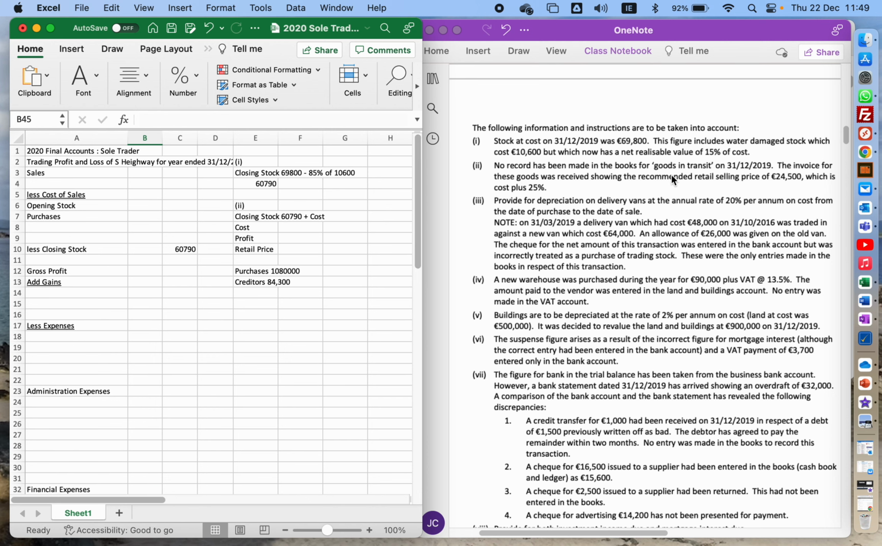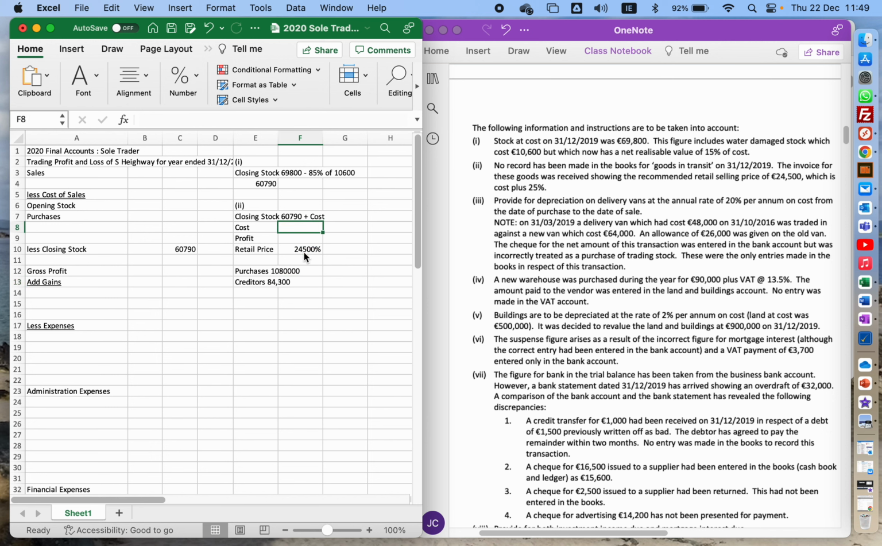No record made for goods in transit. So these are goods that I've bought, so I have to include them in purchases, and this is the starting figure for purchases that came from my trial balance. I have to add it to my creditors, and I'll have to add it to my closing stock. So the closing stock figure at the moment is 60,790, and I'll need to find out the figure for the goods in transit. So it shows a recommended selling price of 24,500. So the retail price is 24,500.